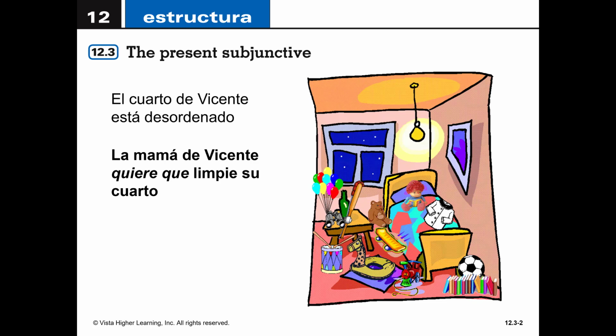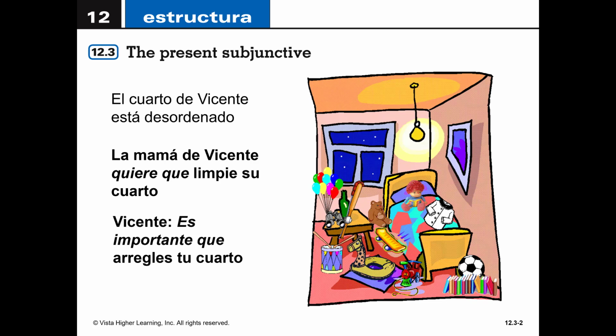La mamá de Vicente quiere que limpie su cuarto. That que limpie, that's a subjunctive tense. Let me give you another example. Es importante que arregles tu cuarto. So she's speaking to him. Es importante. So that's how she feels toward that room being messy. And that's what she's saying, es importante. Que arregles, that's the subjunctive part.